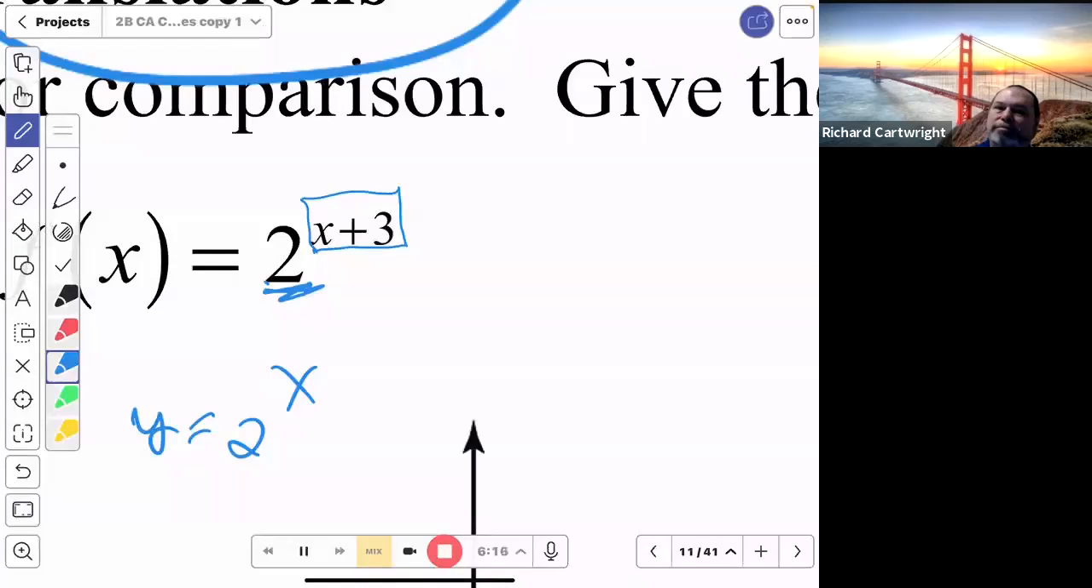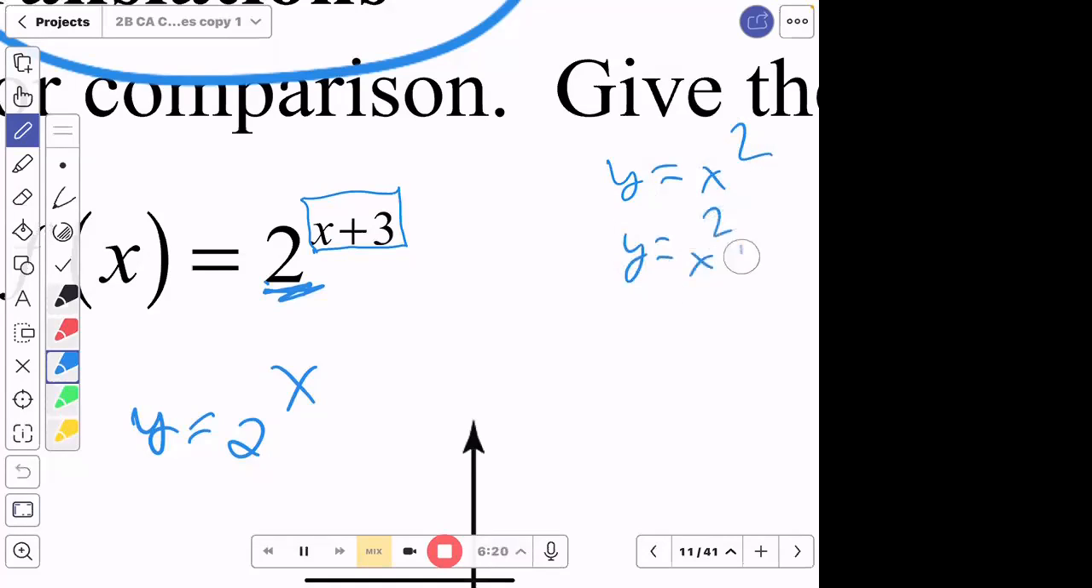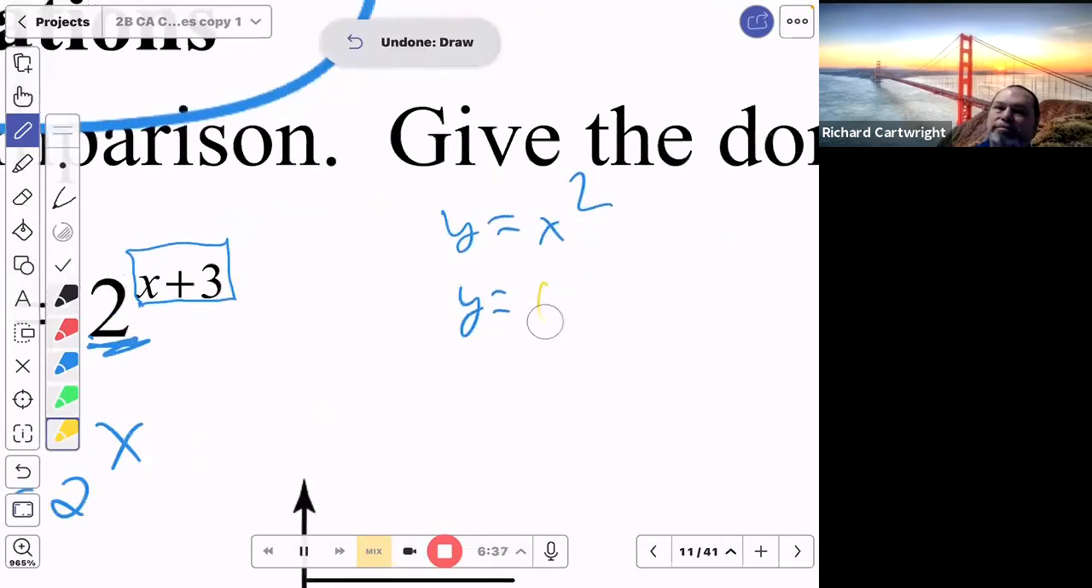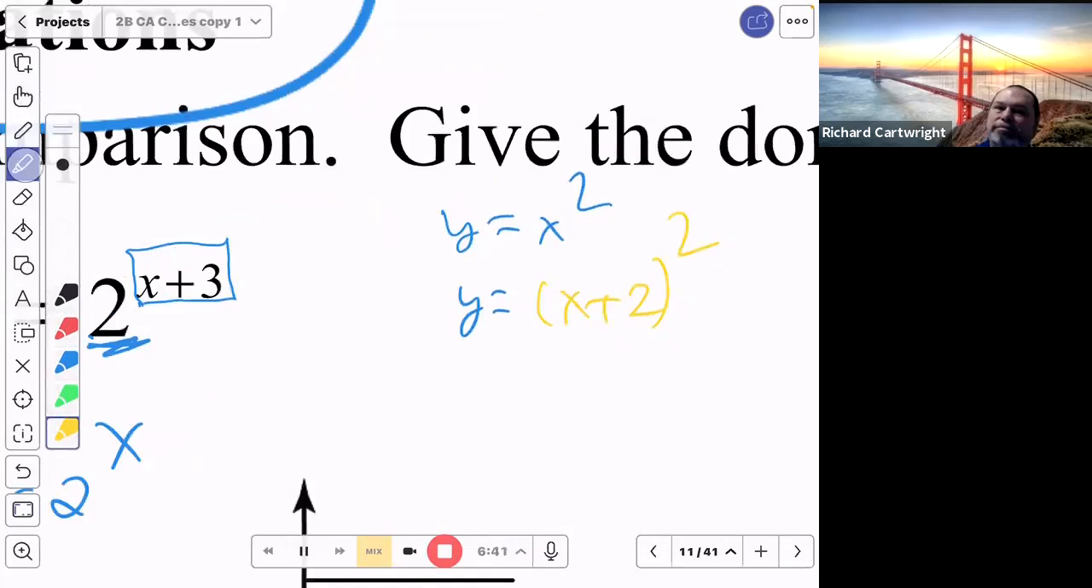Like y equals x squared versus y equals x squared plus 2. Vertical translation. Wait, hold on, I lied. You're right, but I didn't mean to write that. Pretend I didn't say that. I meant this. I don't know who was going to answer that, but they were right. x plus 2 squared. Okay, there you go. That's what I wanted.